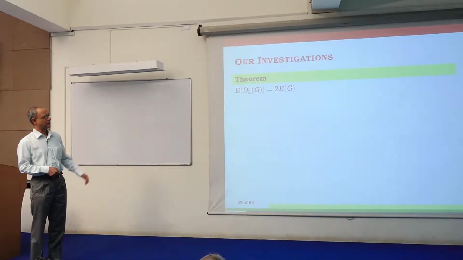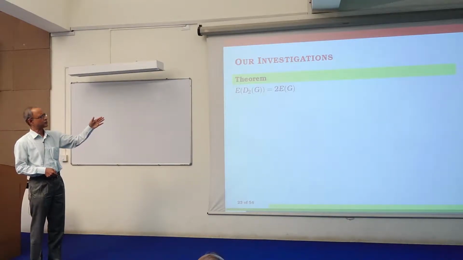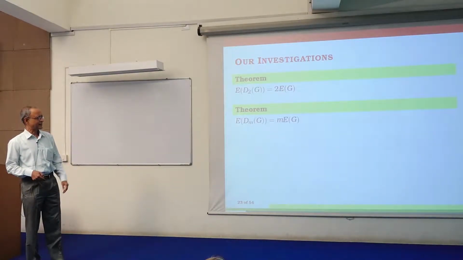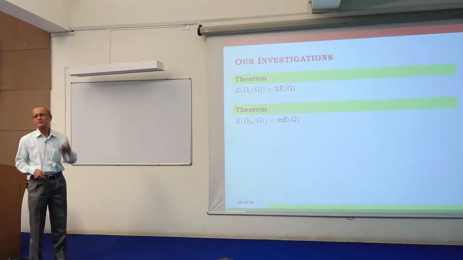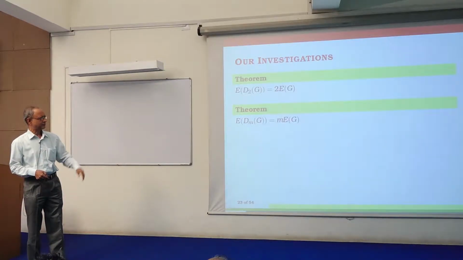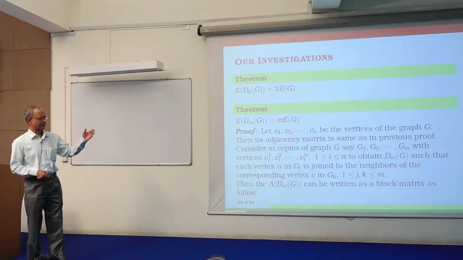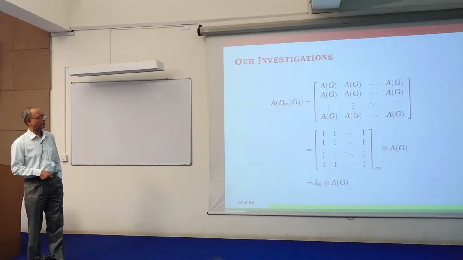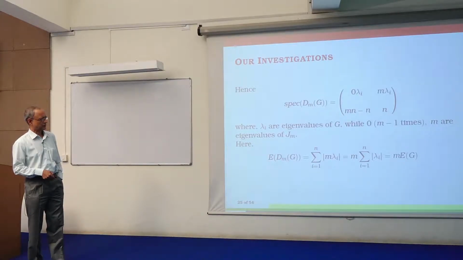Now similarly, we have the shadow graph of G, then the energy of the shadow graph of the given graph is twice the energy of the given graph. And we have also generalized this result: if we have the M shadow graph, then it is M times the energy of the given graph. In an analogous way, with the same notions and procedure we employed in the result regarding the M splitting, we have reached this. Here it is the adjacency matrix of the M shadow graph, and this is this. So this gives us the energy of the M shadow graph.